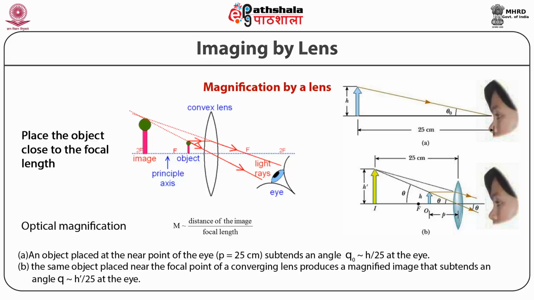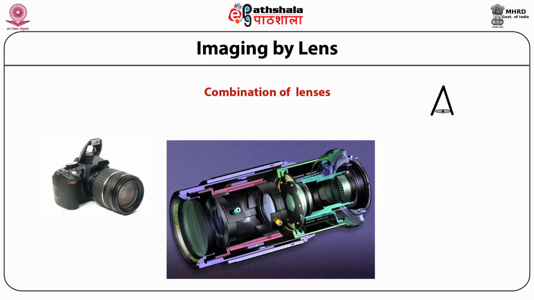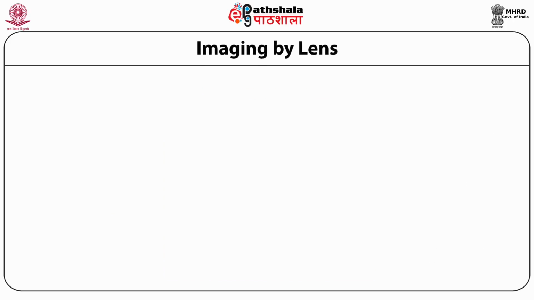Not necessarily is a single lens used to magnify the size of the objects that you want to see. More often, a combination of two or more lenses is used to achieve a desired magnification. For example, your cameras do not use a single lens. They always use more than two lenses. Let's see how we achieve magnification by a pair of lenses.